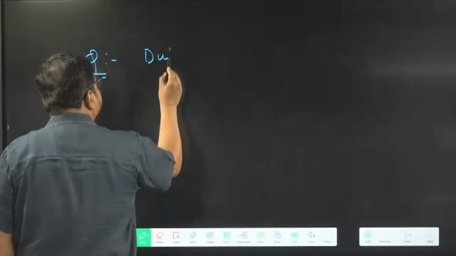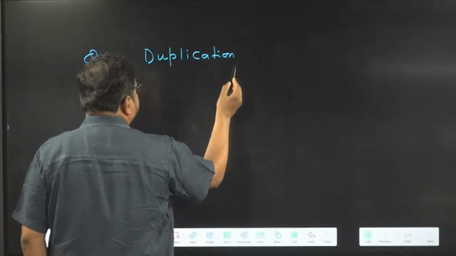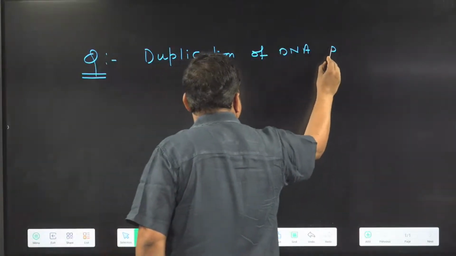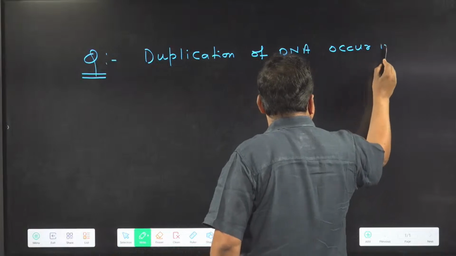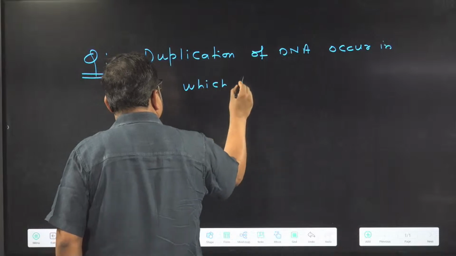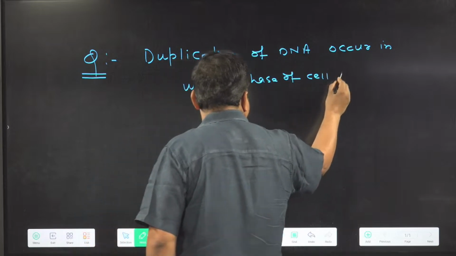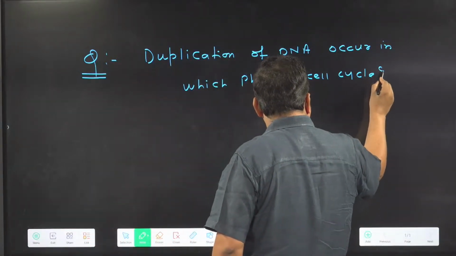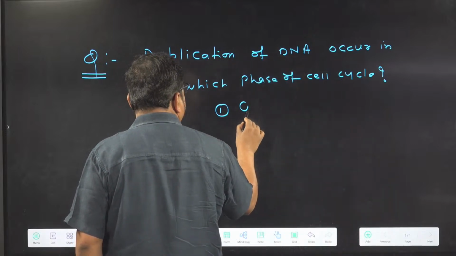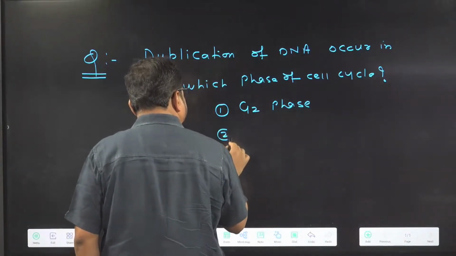If I ask a question, duplication of DNA occurs in which phase of cell cycle? I'm giving you options also to make your life easy. First option is G2 phase. Second option is S phase.